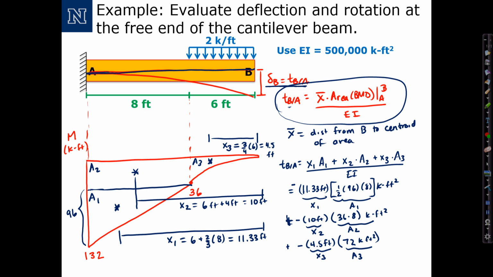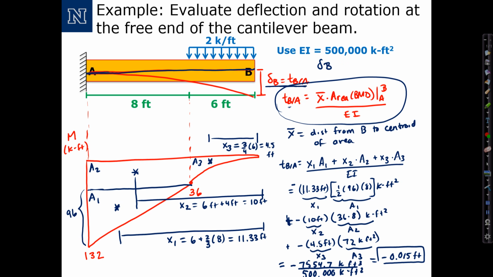Okay, so that whole thing, I'm running out of room here, I apologize. When we add all those numbers together, it equals negative 7554.7 kip feet cubed, and then I'm going to divide it by EI, which is 500,000 kip feet squared, and the number computes to a negative 0.015 feet. Okay, so that is my answer.